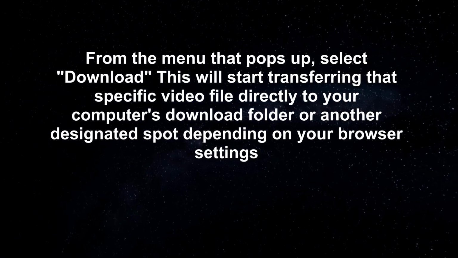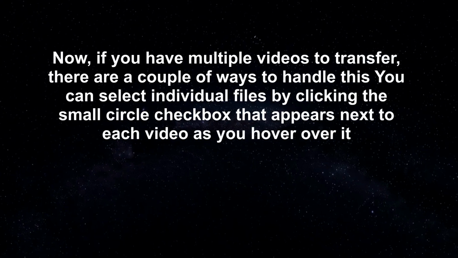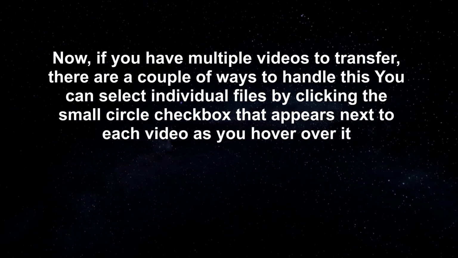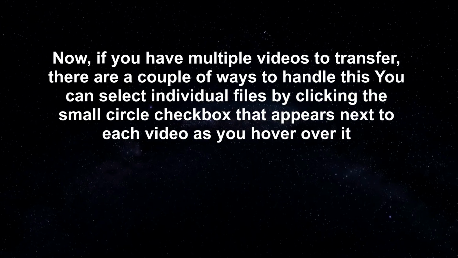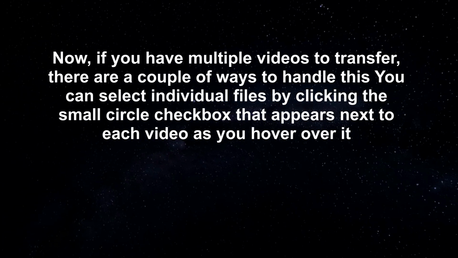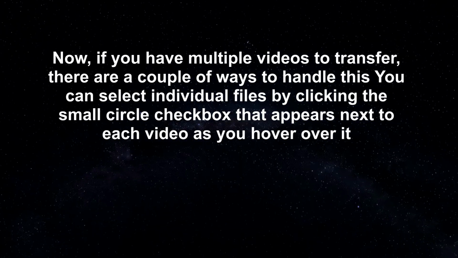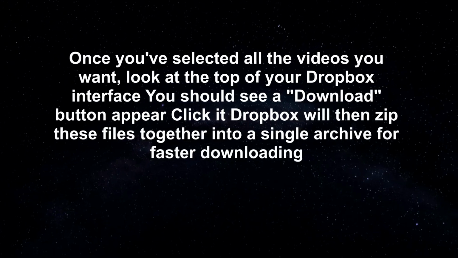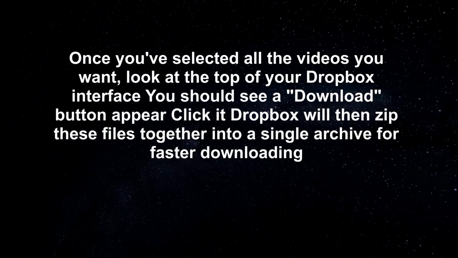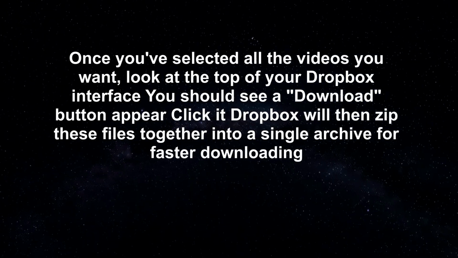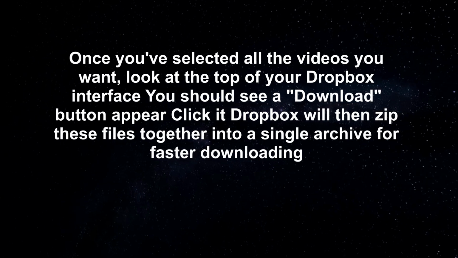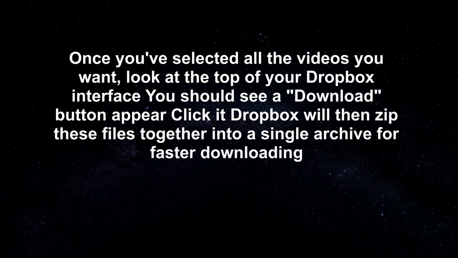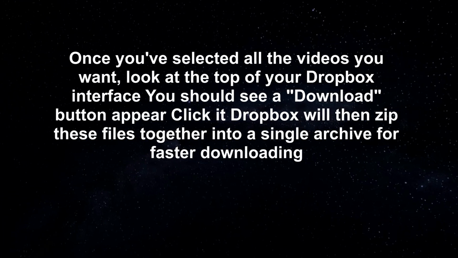your browser settings. Now, if you have multiple videos to transfer, there are a couple of ways to handle this. You can select individual files by clicking the small circle checkbox that appears next to each video as you hover over it. Once you've selected all the videos you want, look at the top of your Dropbox interface. You should see a Download button appear. Click it. Dropbox will then zip these files together into a single archive for faster downloading.